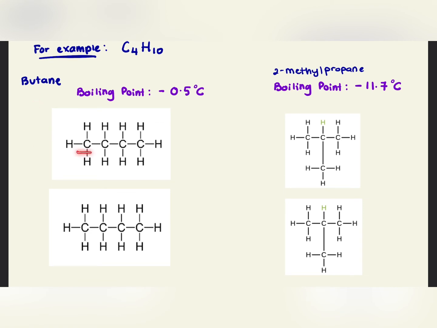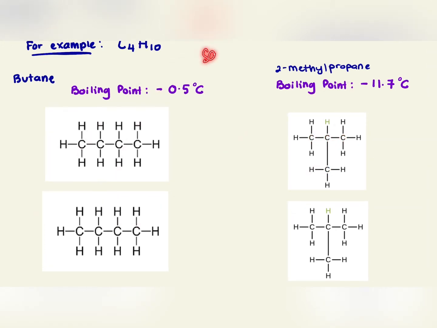Okay, but C4H10 ni kalau kita draw out the structure, dia boleh jadi butane. Okay, macam ni, straight chain memanjang. You have C4, H pun ada 10. So ini adalah structure of butane. And kalau kita jadikan dia branch, okay, so this is the branch structure of C4H10. So this is called as 2-methylpropane. Masih lagi 4 karbon dan 10 hydrogen.